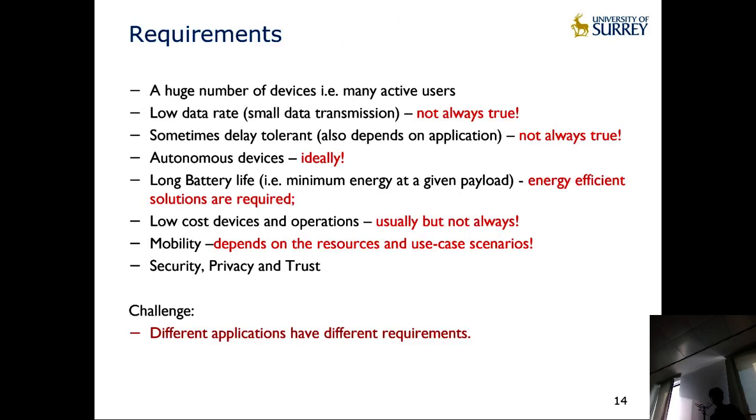In terms of requirements, as mentioned, obviously we will have a large number of devices. The data rates could be low, but if you have video or audio, the data rate could actually be high. In terms of scale, we have a large number of devices. Energy efficiency is a key issue.